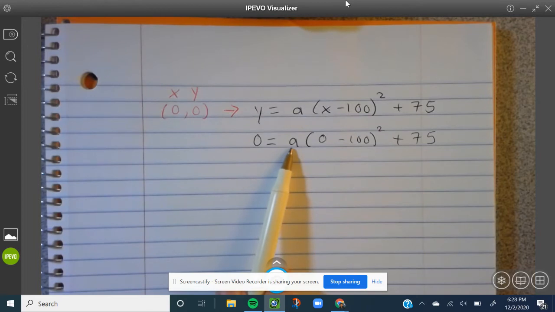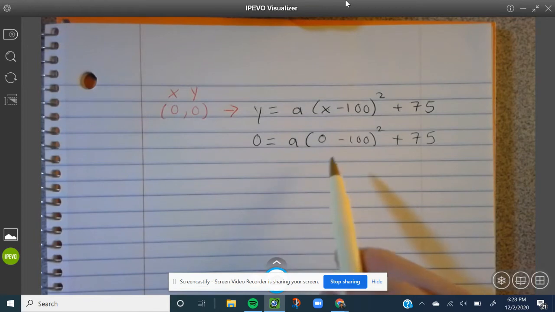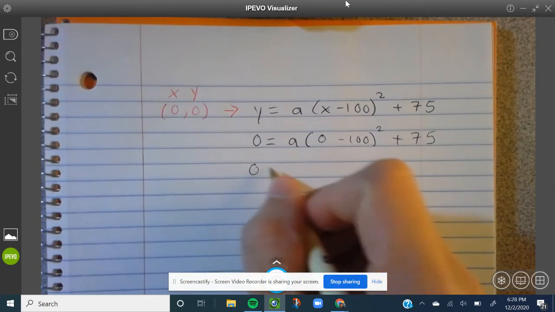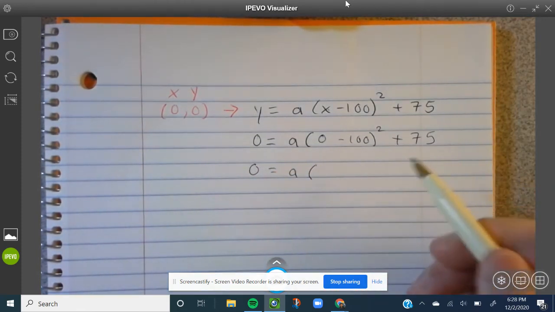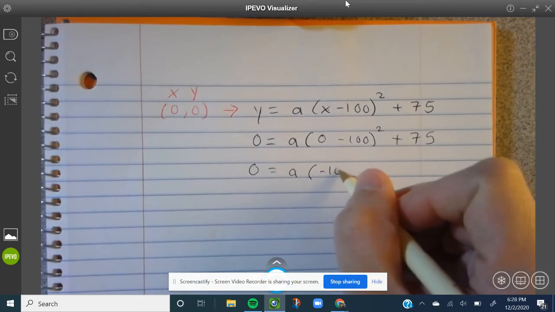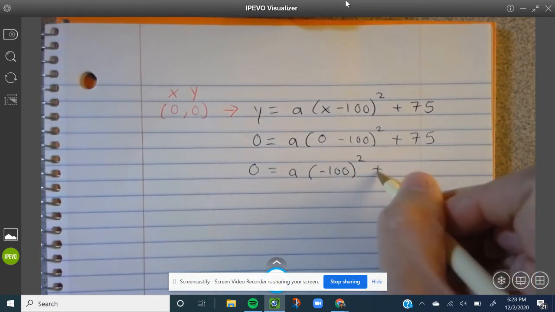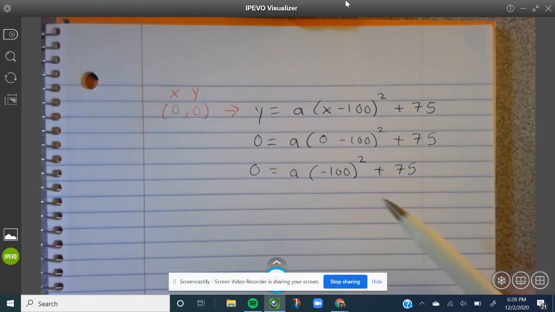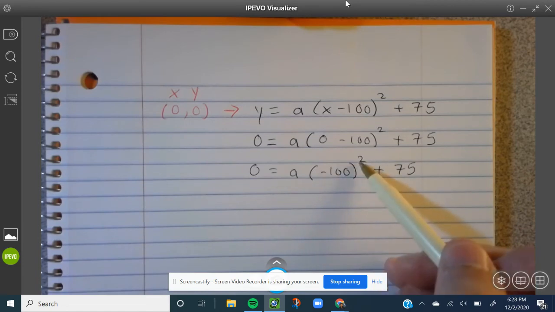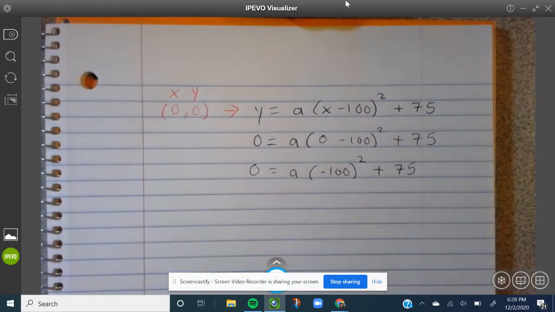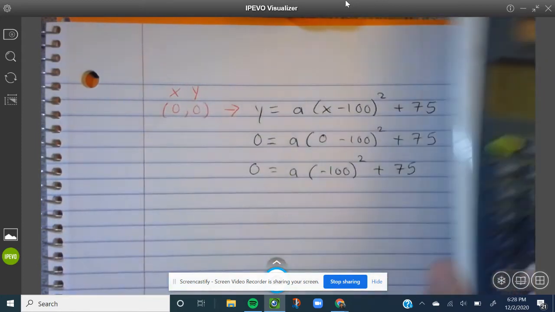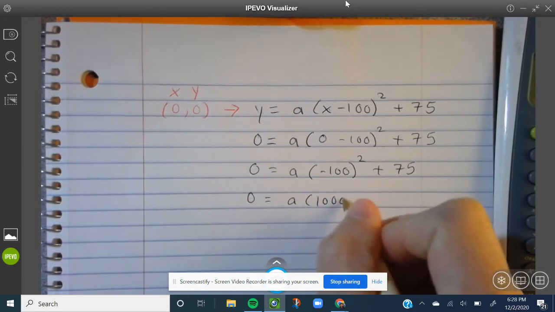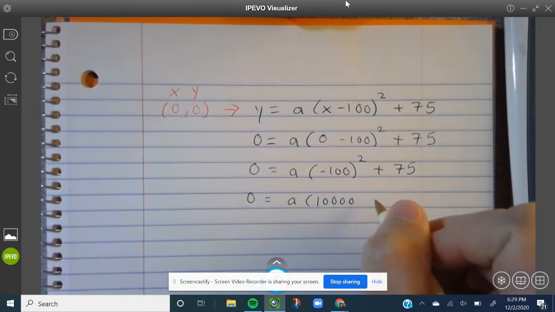So I'm going to use PEMDAS to simplify this a little bit. I have these two terms subtracting inside of parentheses. So I want to take care of that first. 0 minus 100 is negative 100 squared. Okay. And then next step is to do exponents. So negative 100 squared. If you don't know what that is, use a calculator. And that should give you 10,000. So 4 zeros.